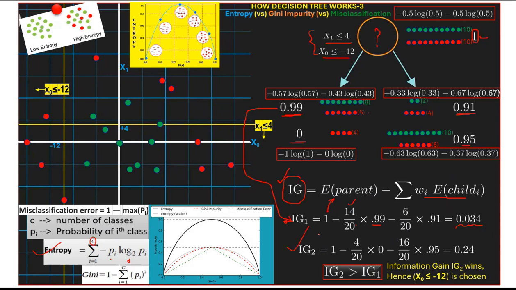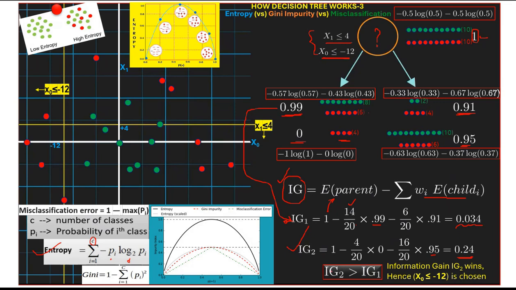Similarly, you can calculate for IG2, which is for these data points as well as these data points. It is 1 minus 4 by 20 into 0, because there are 4 child data points here, if I took the decision as x0 less than or equal to 12, and minus 16 by 20, because here I have 10 plus 6, 16 by 20. 20 is the total number of data points at the parent, into 0.95. 0.95 is my entropy for this data set. So that result comes out to be 0.24.